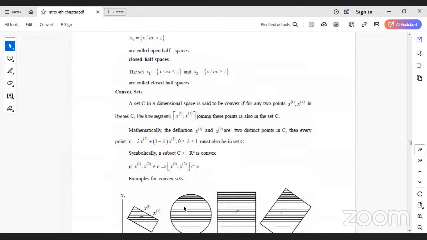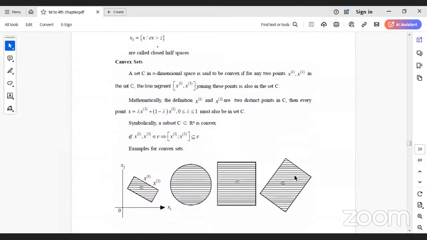A set C in n-dimensional space is said to be convex if for any two points x¹ and x² in the set C, the line segment joining them is also in the set C. Mathematically, if x¹ and x² are two distinct points in C, then every point λx² + (1 − λ)x¹, 0 ≤ λ ≤ 1, must also be in C.